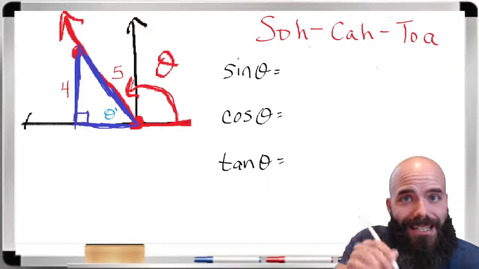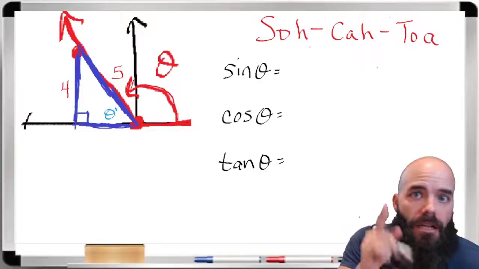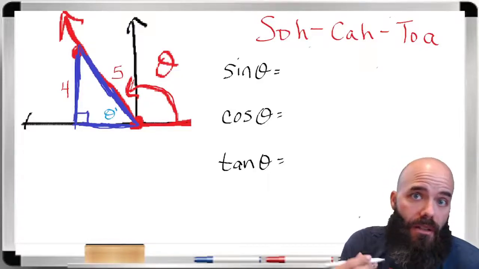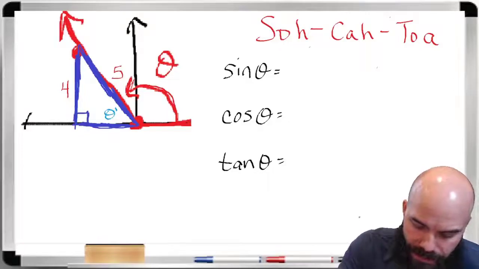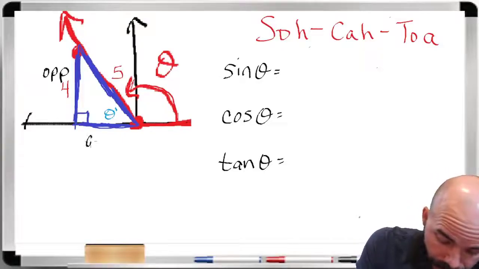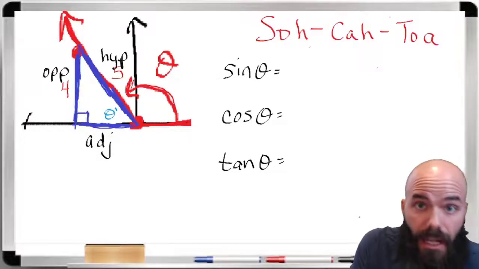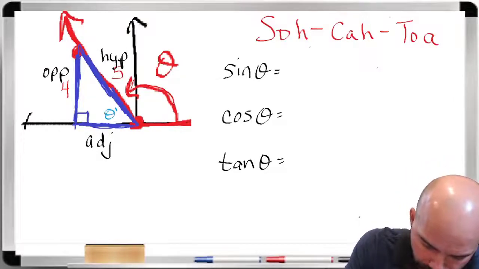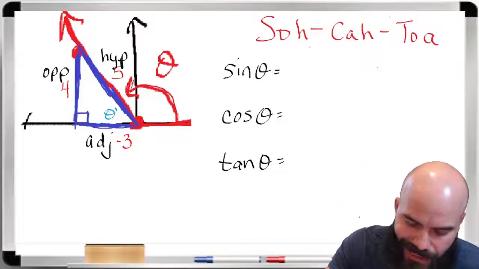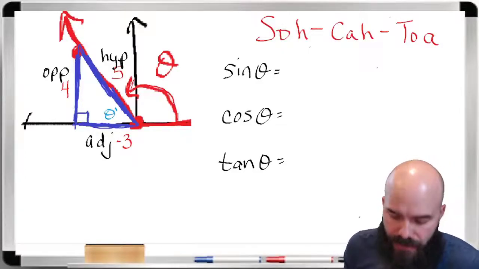So remember, sine is the opposite over the hypotenuse. That's what soh-cah-toa means. S-O-H, sine, opposite, hypotenuse. So we need to label this triangle based off theta prime. So if theta prime is that angle down there, then we'd say this side is the opposite, this side is the adjacent, and this side is the hypotenuse. It looks like I've erased my 3 on that side, or -3. So sine is the opposite over the hypotenuse. The opposite side is 4, the hypotenuse is 5.